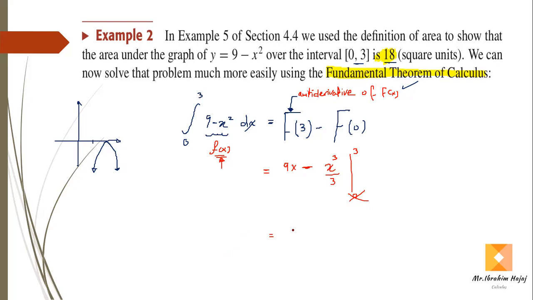So 9 times 3 first. I'm going to substitute 3 into x, minus 3 cubed, all over 3. 9 times 3 is simply 27. We start with the uppercase F, 3 first, and then 3 cubed, which is 3 times 3 times 3, which is 27, all over 3. So we have 27 minus 9, because 27 over 3 is 9. 27 minus 9 gives us 18.